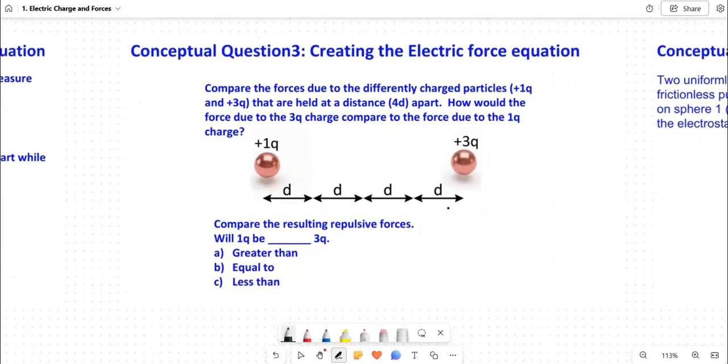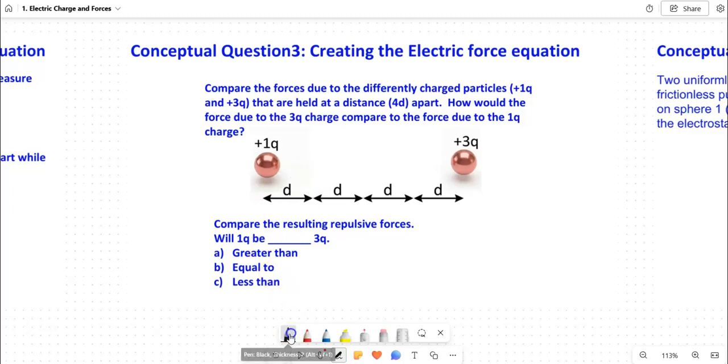Okay, so compare the forces due to the differently charged objects. How would the force due to the positive 3q charge compare to the force acting on the positive 1q charge? The force on the positive 1q charge, is that greater than, less than, or equal to the force acting on the positive 3q charge? So which force is greater: positive 3q acting on positive 1q, or positive 1q acting on positive 3q? Pause the video now and try to answer the question.